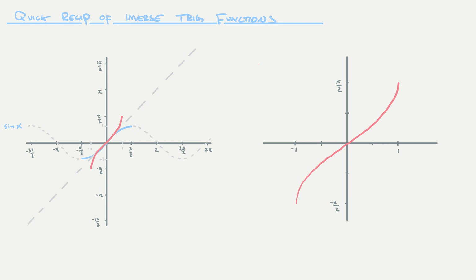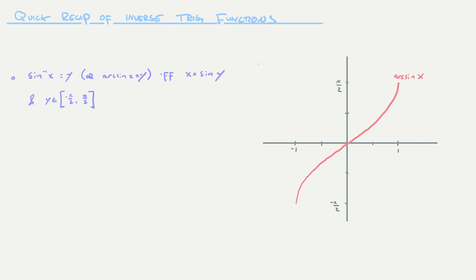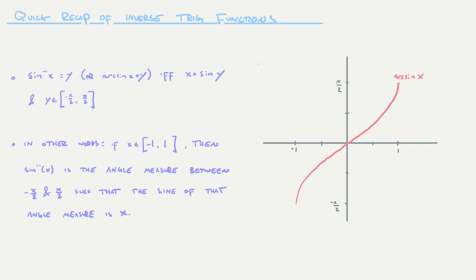So here's a better version. This is what the sine inverse function looks like, or we can call it arc sine, is another name for it. But basically, here's how it's defined. The sine inverse of x is equal to y if and only if x is equal to the sine of y, and the y is bound by -pi/2 to pi/2. So your output is an angle measure, and I think that's probably the most important thing to point out here.